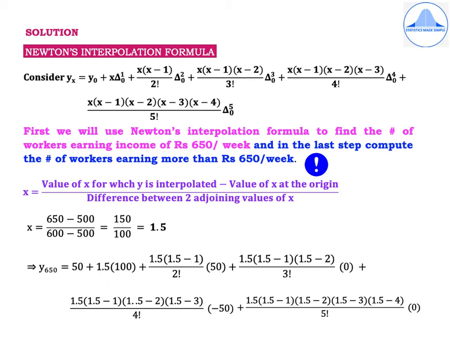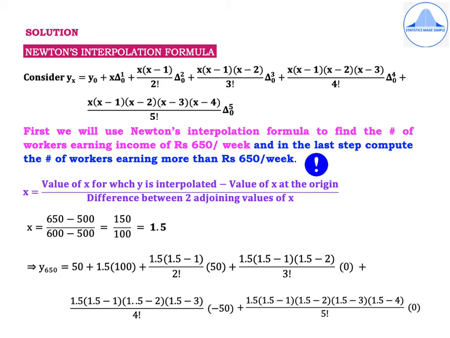Now in this particular problem, we will first use Newton's interpolation formula to find the number of workers earning income of rupees 650 per week. And in the last step, we will compute the number of workers earning more than rupees 650 per week, because that's what is asked in the question. Please be very careful here.